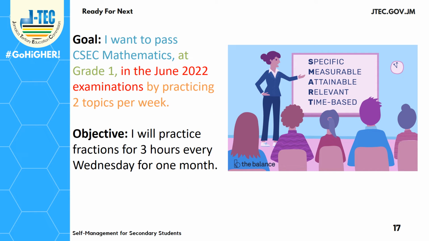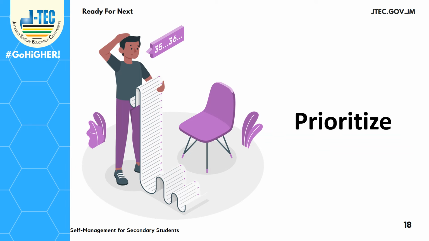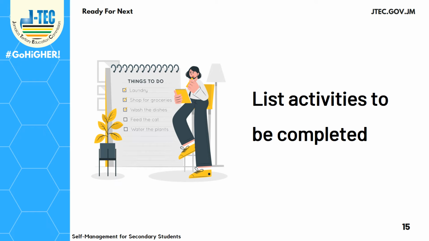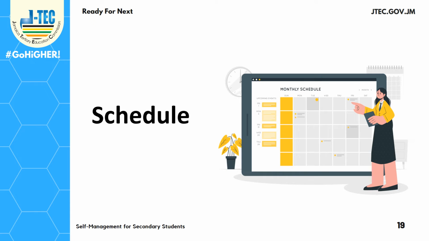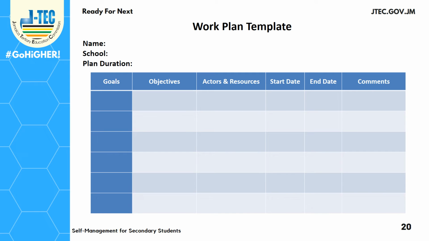Goal. I want to pass CSEC Mathematics at grade 1 in the June 2022 examinations by practicing 2 topics per week. Objective. I will practice fractions for 3 hours every Wednesday for 1 month. Prioritize. List activities to be completed. Schedule. Complete the work plan template.